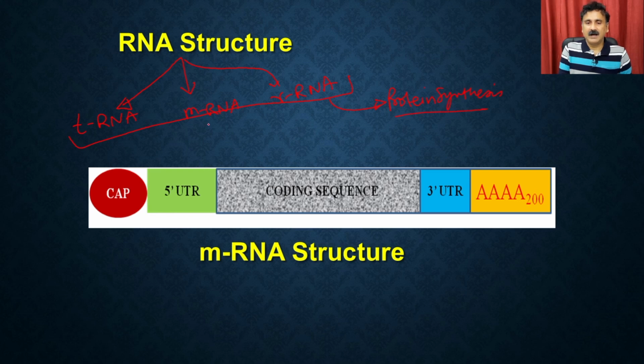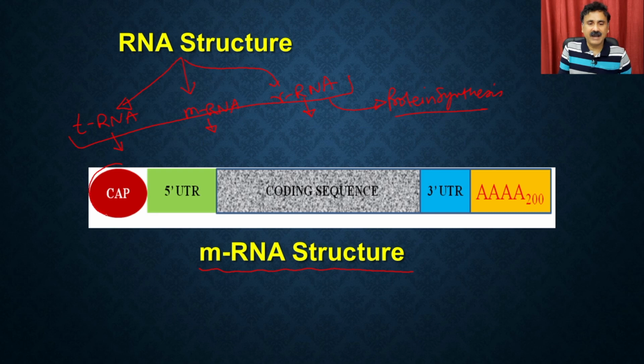The messenger RNA is going to carry the information from the DNA, whereas the tRNA and the ribosomal RNA are going to interpret that information, and that's how they participate in protein synthesis.